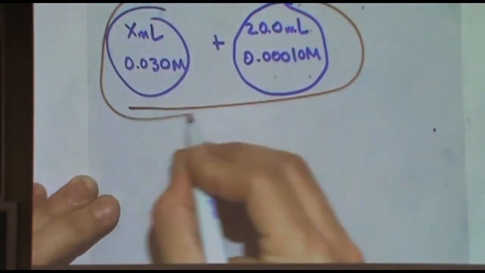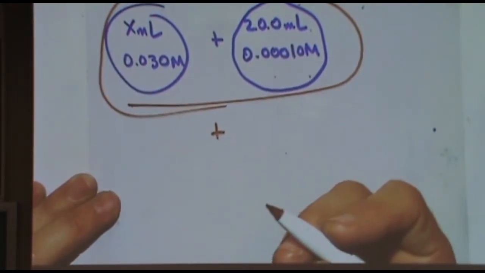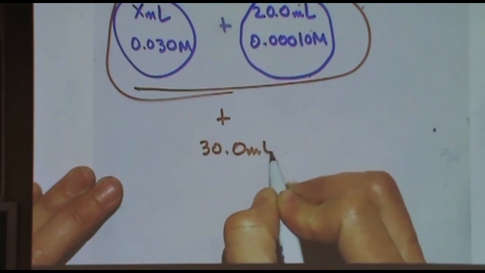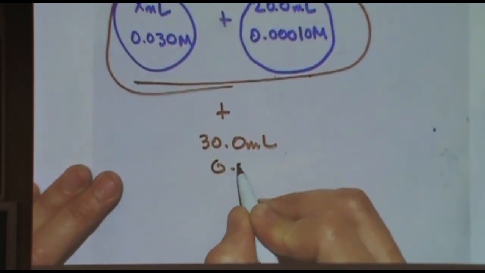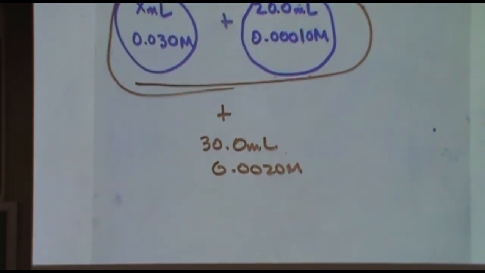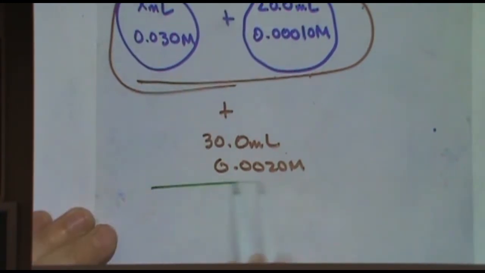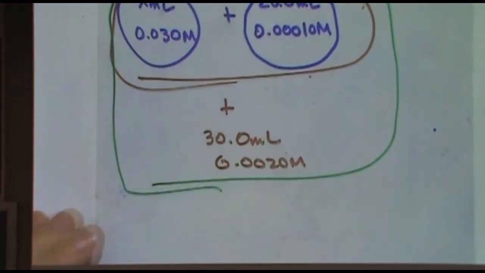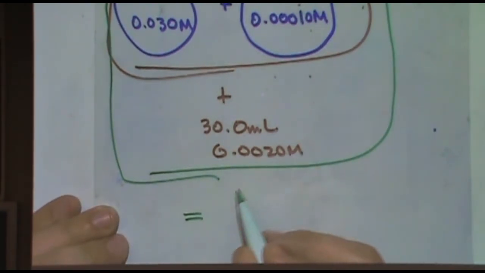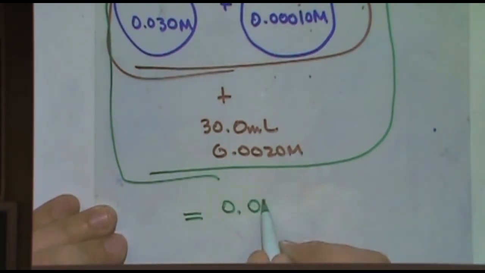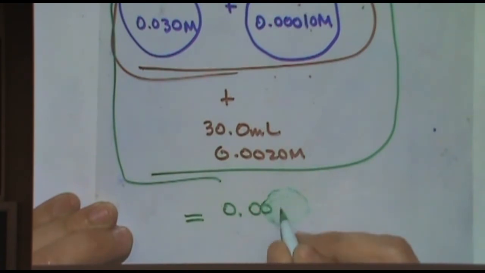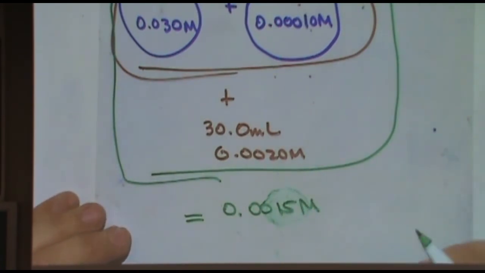And the resulting wine, so let's get a different color. This is mixed with another wine. I know, it's fun. 30 milliliters, make it thirsty. 0.0020 molar in sugar. The resulting wine, all of this, I'll put it equals 0.0015 molar in sugar. What's X?